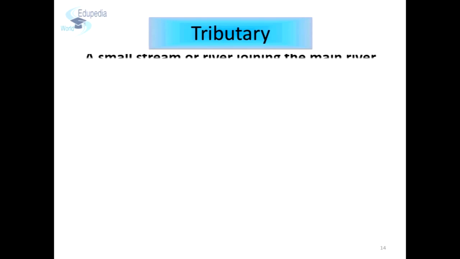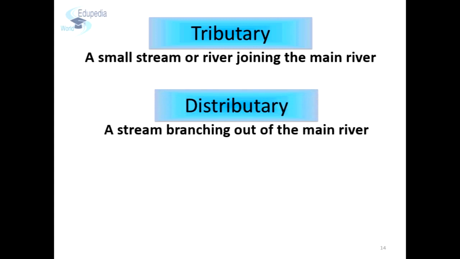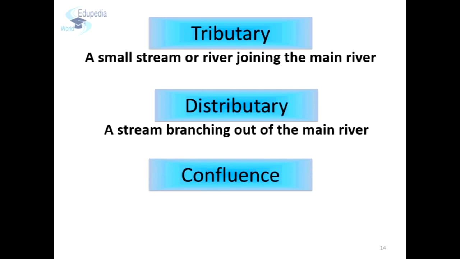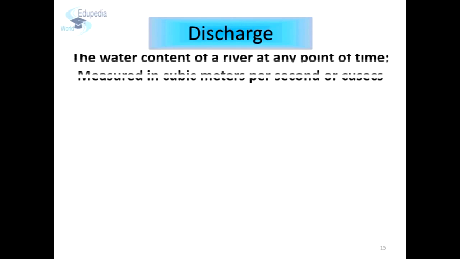Tributary. Tributary is a small stream joining the main river. It could be a small river joining the main river. Distributary. It's a stream branching out of the main river. So distributaries distribute the water of the main river. Confluence. Confluence is the place where a river or stream meets another river or stream. Discharge. Discharge is the water content of a river at any point of time. It is measured in cubic meters per second or cusecs.